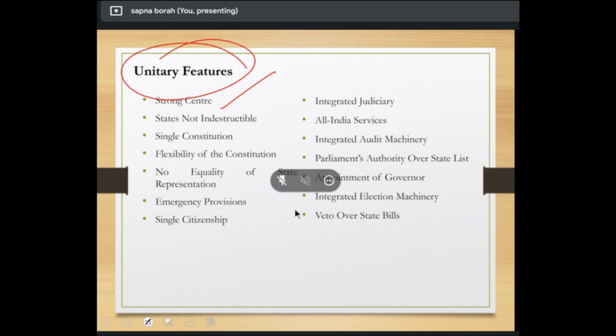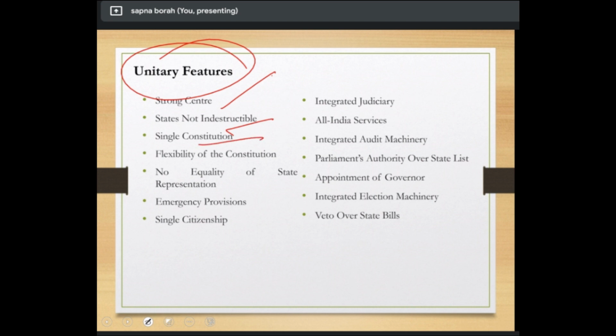Again, we have states are not indestructible. Not indestructible means a single union has to be maintained. Okay. So that is again not in the hands of the states, right? This will be done by a parliamentary legislation only. So things like that are also unitary.